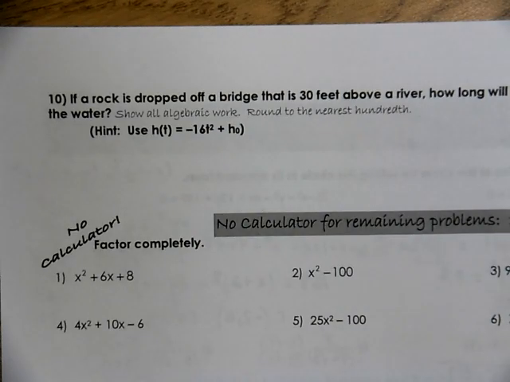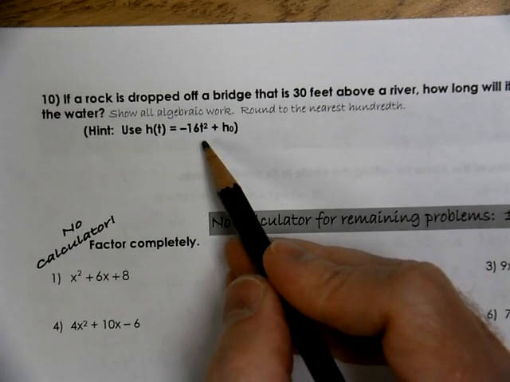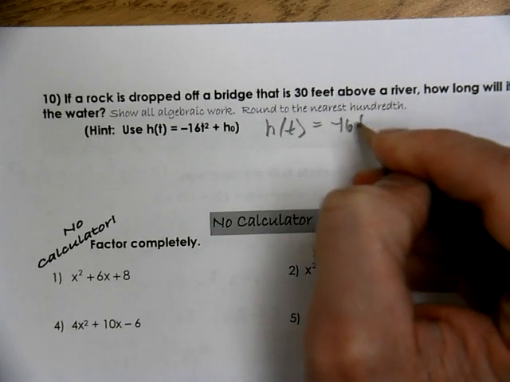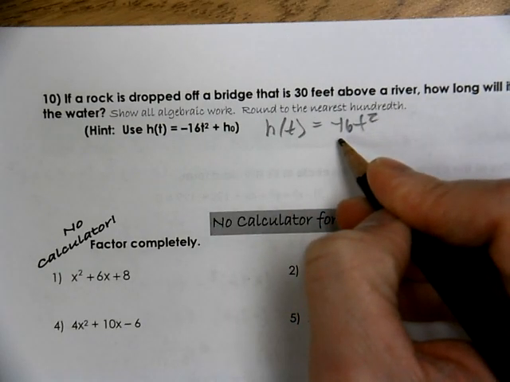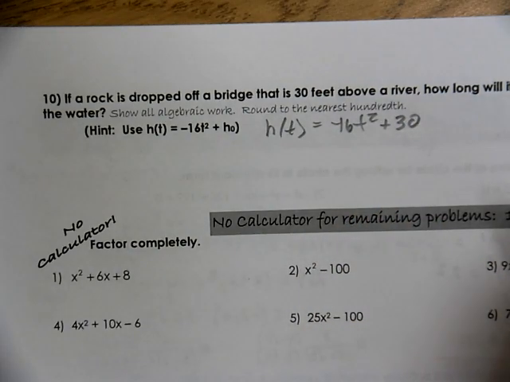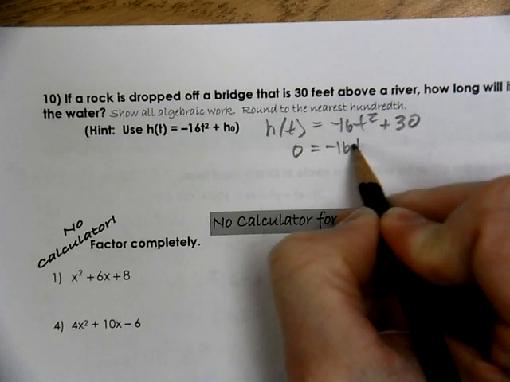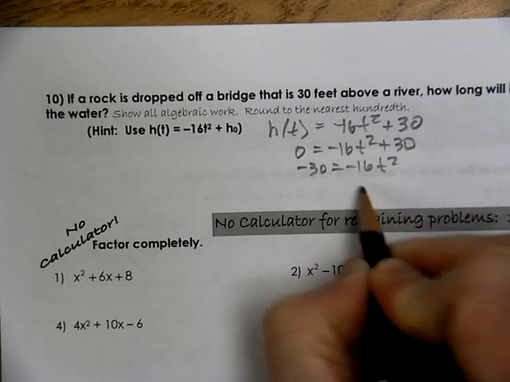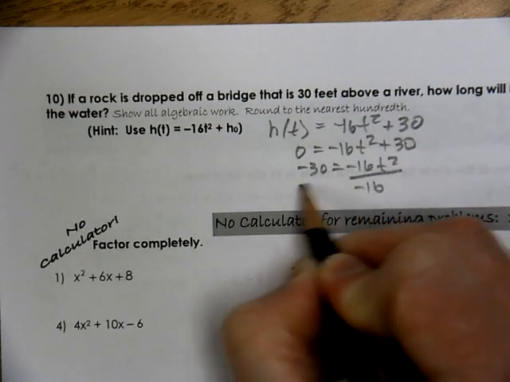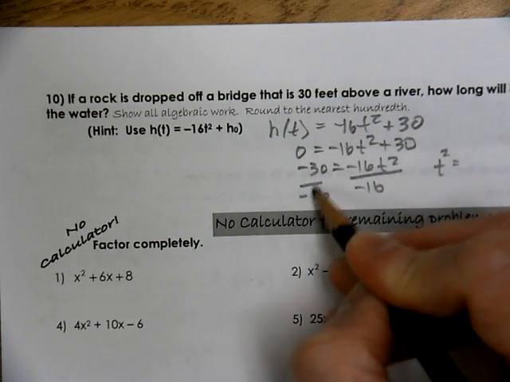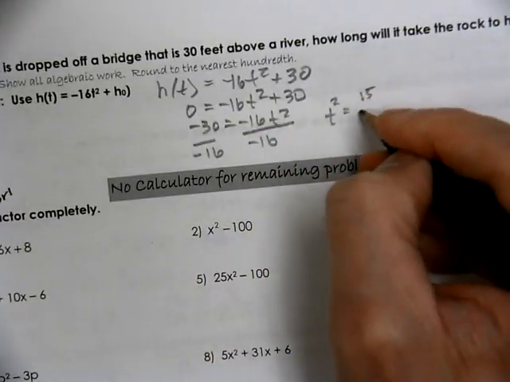On the flip side, if a rock is dropped, we're going to use this formula. So h of t equals negative 16t squared. The 16 stands for the gravity. The initial height is 30. So we want to know how long will it take it to hit the ground, or hit the water in this case, so that's 0 for a height. So we subtract the 30 over, divide by 16. So t squared is going to equal, and we'll reduce that, 15 over 8.